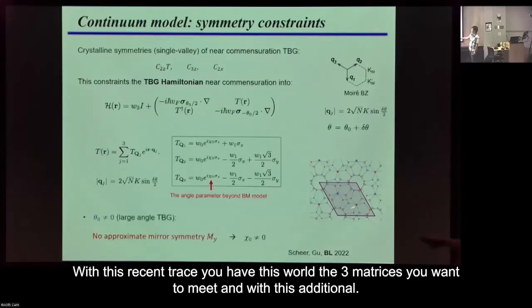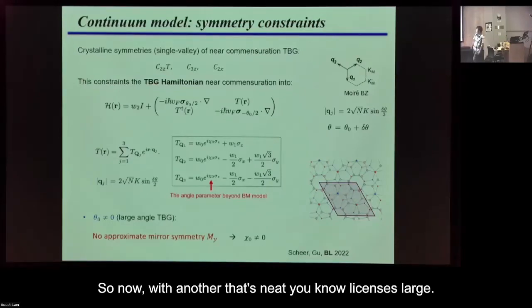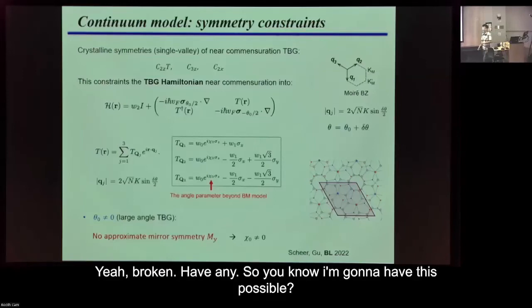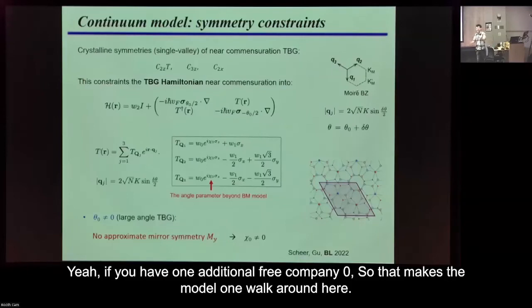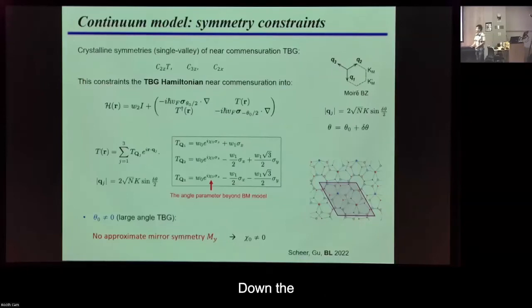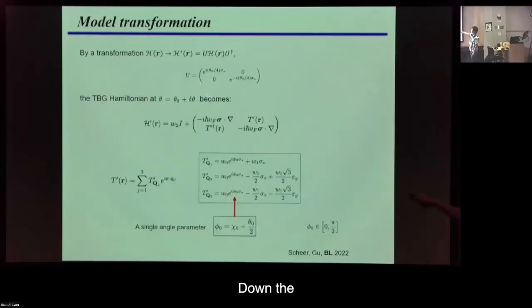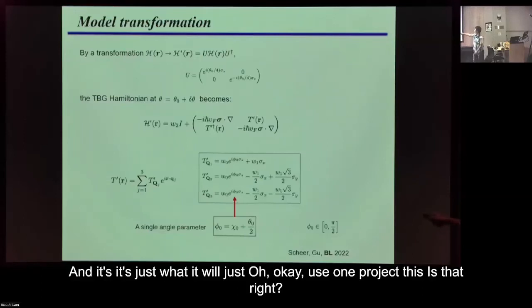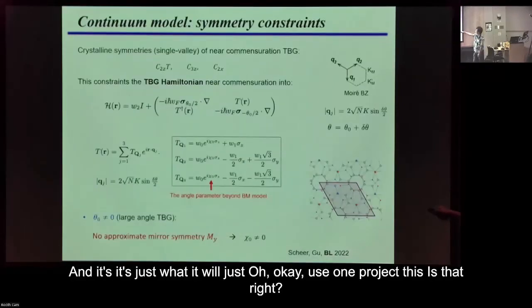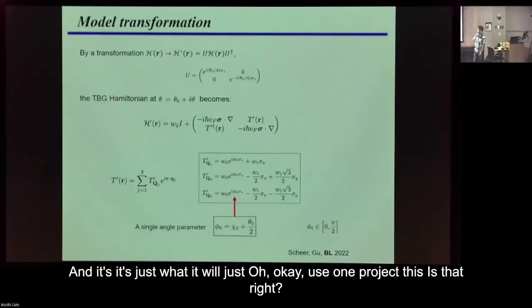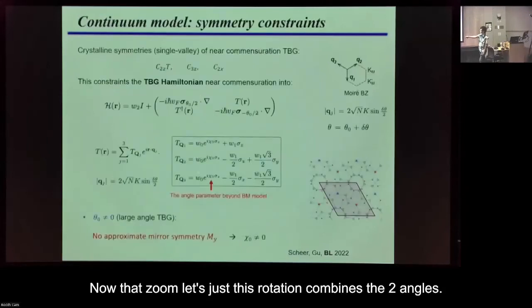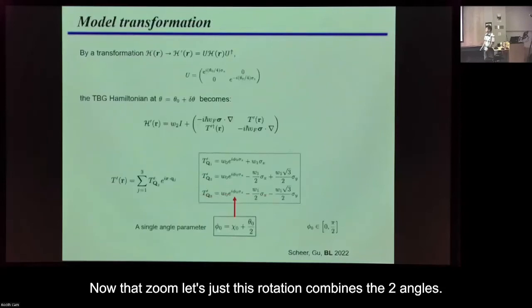But now, with the additional angle theta naught, this mirror Y symmetry is heavily broken, so you're not going to have this approximate Y symmetry. So you do have one additional free parameter, which is chi naught. That makes the model just one more parameter than the Bistritzer-MacDonald model. It's useful to do a unitary transformation to simplify the model a little bit, and by this you can reduce one parameter. Basically, I take the Dirac fermions, the Pauli matrices here, back to zero angle, and accordingly you transform the T matrices. This rotation combines the two angles, chi naught in the original T matrix and theta naught, into a single angle. So there is actually just a single angle parameter in this model.